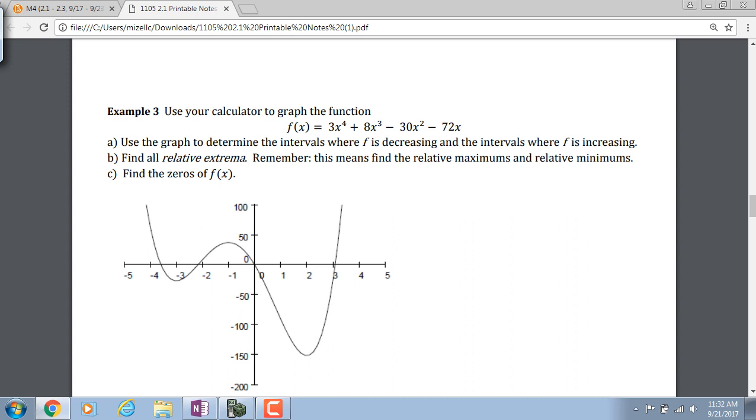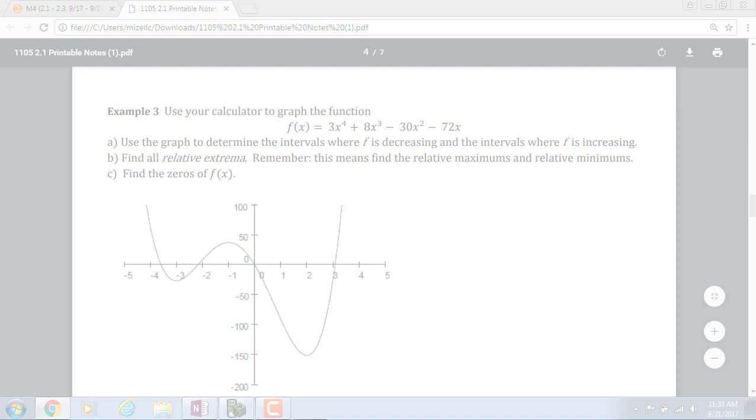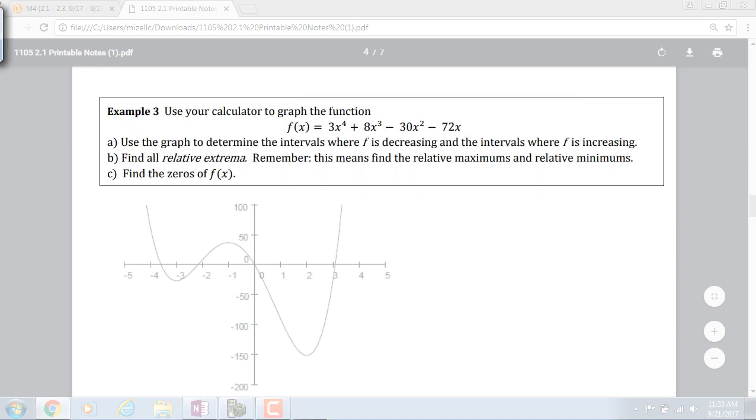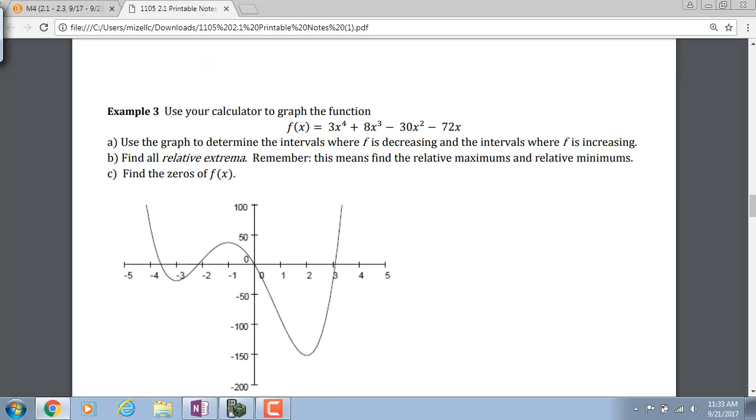It may be a little bit of a challenge to get the picture in our calculator to look like this picture. Now it does give us kind of a hint as far as what the y max should be and what the y min should be. It's not going to look just like this if we graph this in the standard viewing window. But let's see if we can do as much with this polynomial as we know how to do so far.